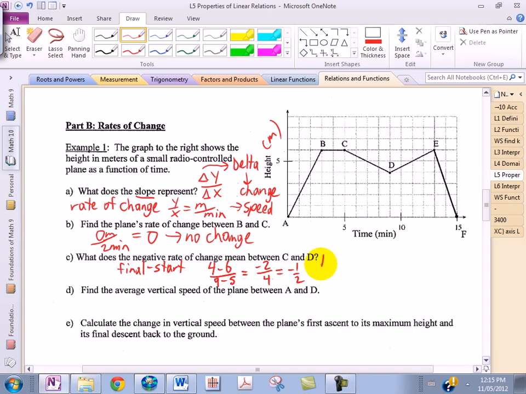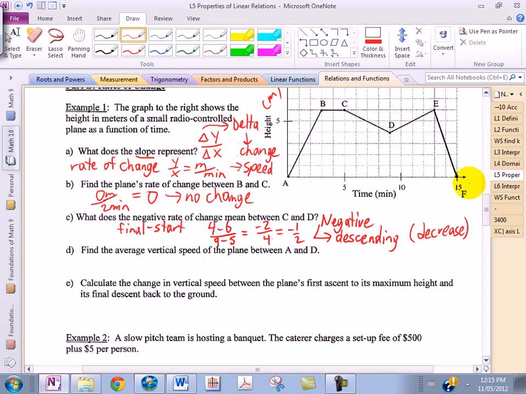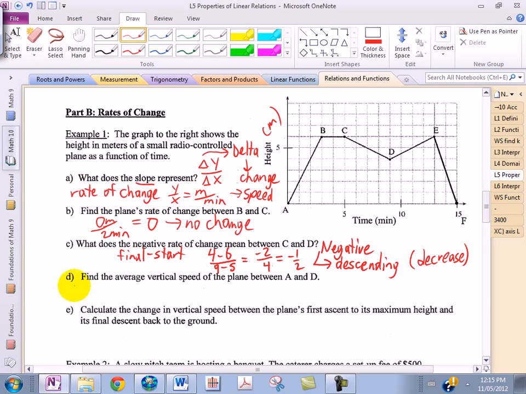So what does the negative sign mean? That's right. It means that you're descending, because there's a decrease. And it says find the average vertical speed of the plane between A and D. So A is what point? What's the values for A? What's the values for D?